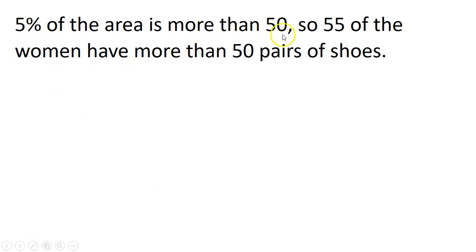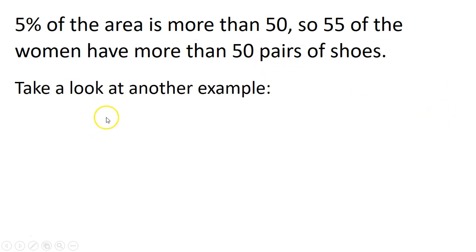5% of the area is more than 50. So 5% of the women have more than 50 pairs. Like, it's just looking at the graph. That's all I'm trying to show you. You can use the relative frequency part and the counts to get the answers.